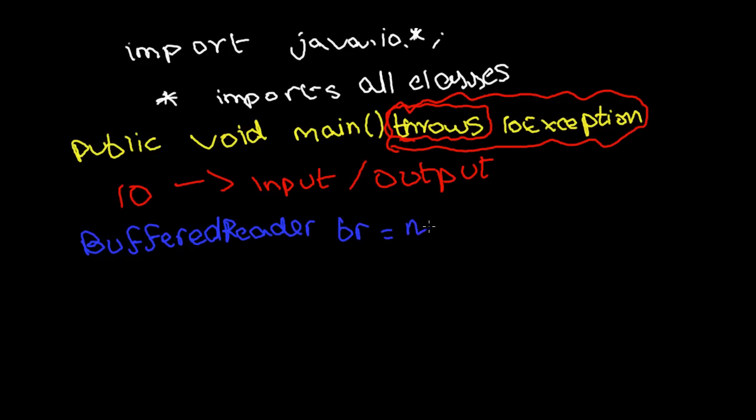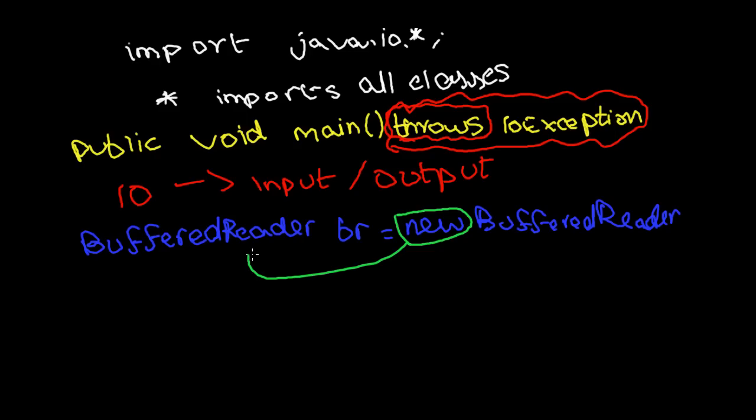Br can be anything, equals new BufferedReader, whatever, blah blah blah, new InputStreamReader, blah blah. Now what's the significance of new? The new keyword in Java helps you to create a new instance of a class, and an instance of a class is an object. So new just helps you to create a new object of this class, and the object is called br, which can be anything.